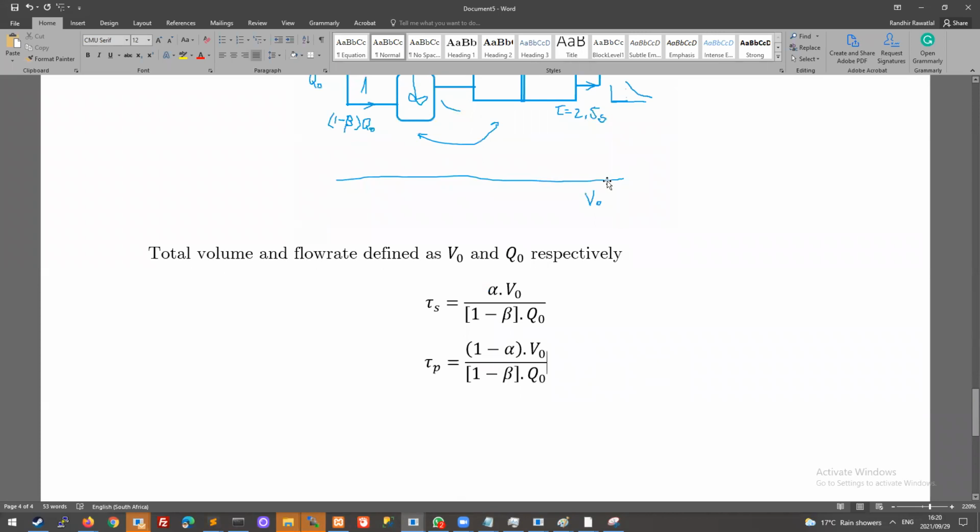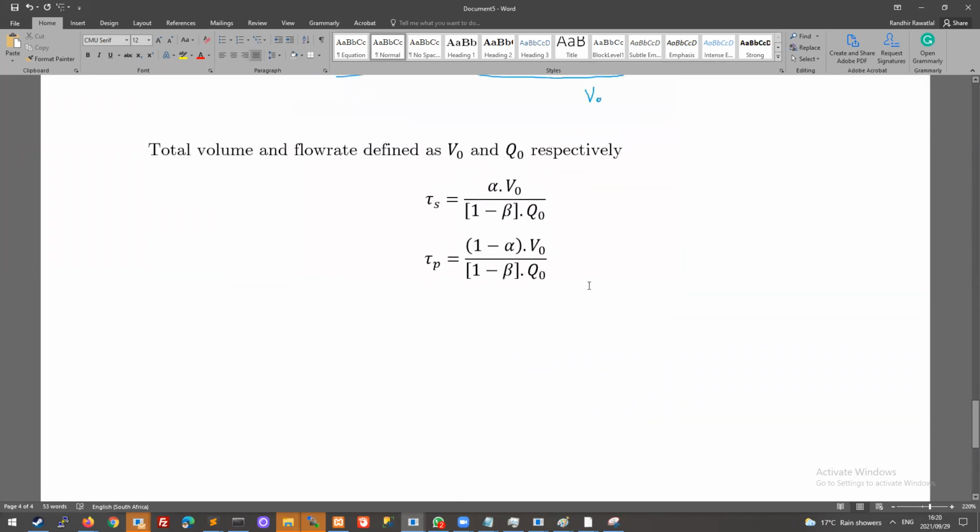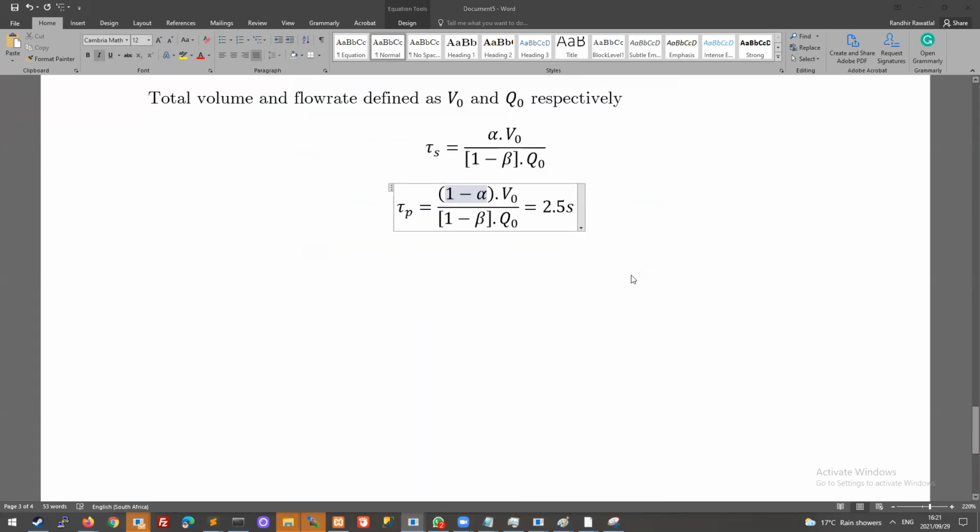now we have one relationship already. We said that we can see the space-time here is 2.5. So we can write this down straight away. We can say this is 2.5 seconds. Right, so already we have two variables that we don't have values for, alpha and beta. V naught and Q naught are defined in the problem. So we have one relationship. Now we just need one other relationship.